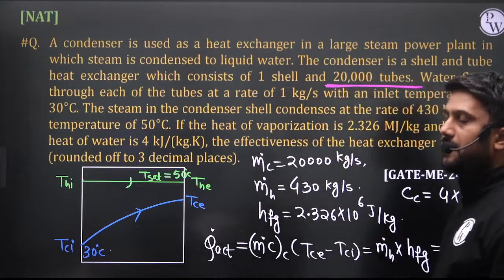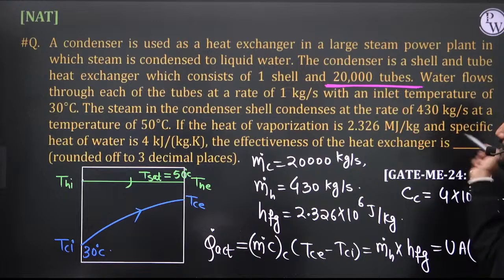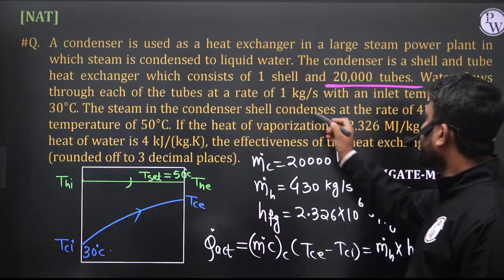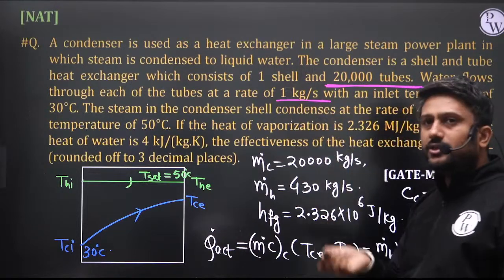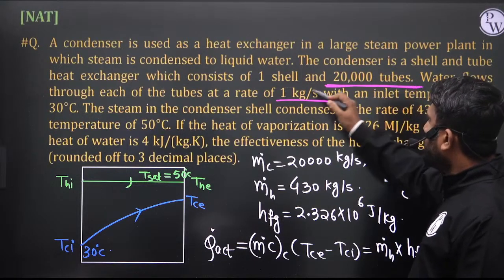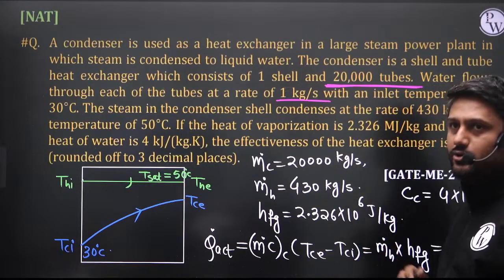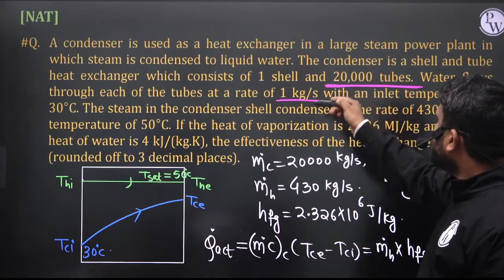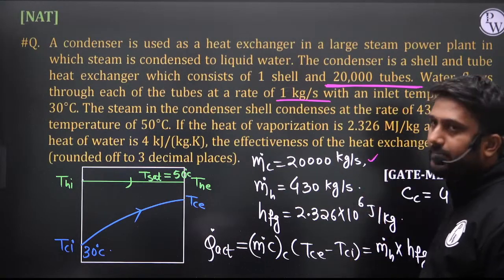And from each tube, what is the mass flow rate of the water? That is 1 kg per second. So what is the total mass flow rate of the water? From one tube, the mass flow rate of the water is 1 kg per second, so the total mass flow rate of the water is 20,000 kg per second. Simple logic.